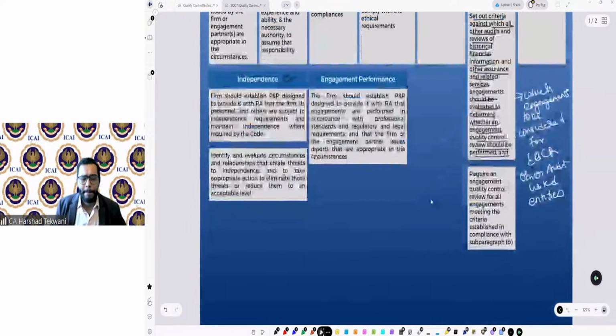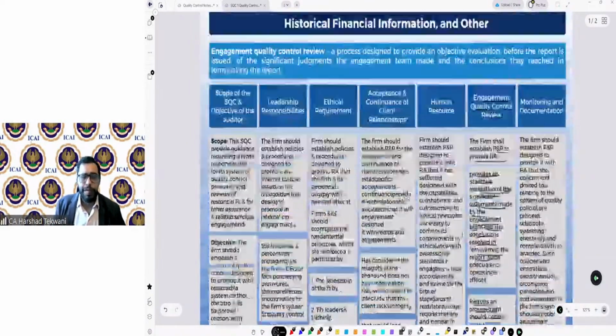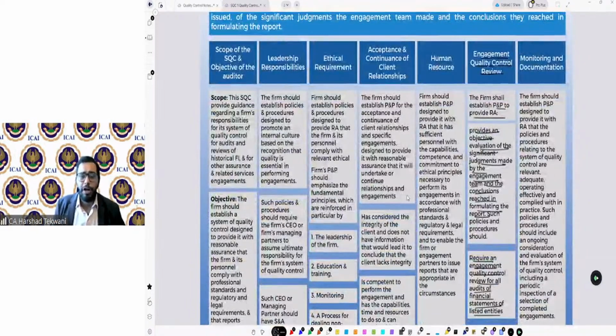And then the firm's policies and procedures require an engagement quality control review for all engagements meeting the criteria established in compliance with subparagraph B. So once you set the criteria, which audits are required to be considered for the EQCR, you need to perform the EQCR. That is the requirement with the engagement quality control review.